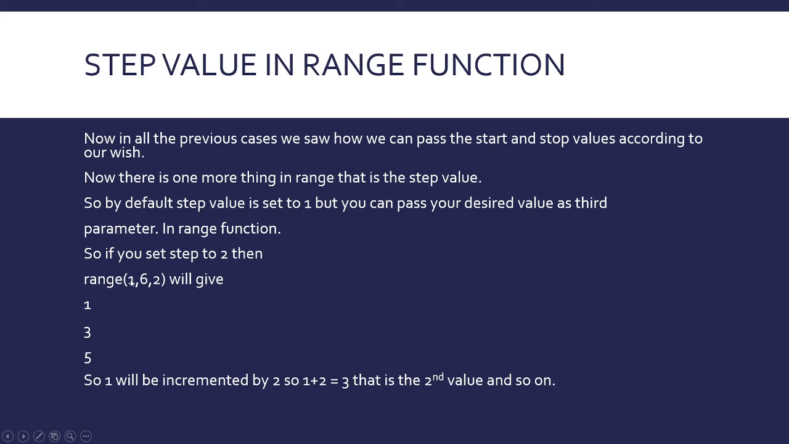In the first iteration it will print 1, in the second iteration it will print 1 plus 2, that is 3, and in the third iteration it will print the value that is stored in i, that is 3, plus 2, that is 5. So i is incremented by 2 here, but in all the previous cases i was incremented by 1. This is the job of the step value in the range function.